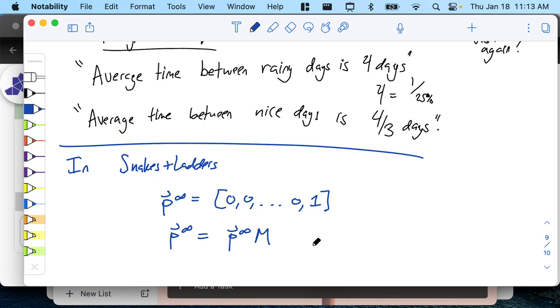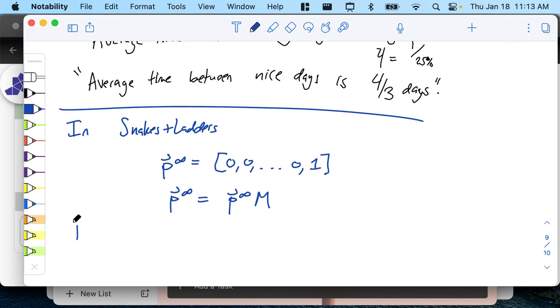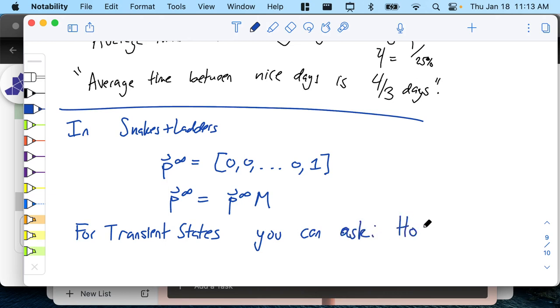And the nice thing about transient states, based on all this theory that we have, is that in the transient states, you can make sense of the number of times you visit them. So for transient states, and we're sure that all these states are transient states, you can ask, how many times on average do you visit? Or how many times do you visit?